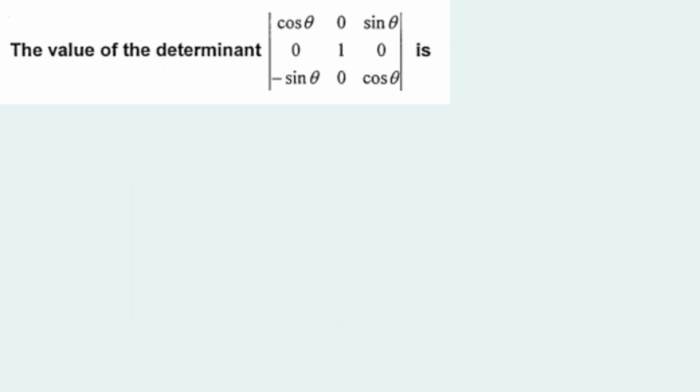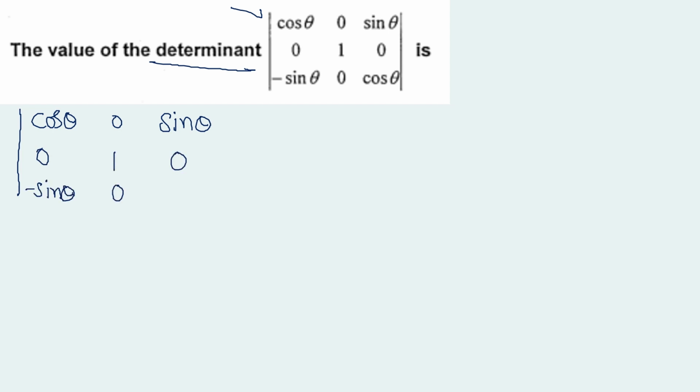Let's have a look at this question. Here a matrix is given. We need to find the determinant of the given matrix. For that, first let's write down the given matrix, that is cos theta 0 sin theta, 0 1 0, minus sin theta 0 cos theta. This is our given matrix.